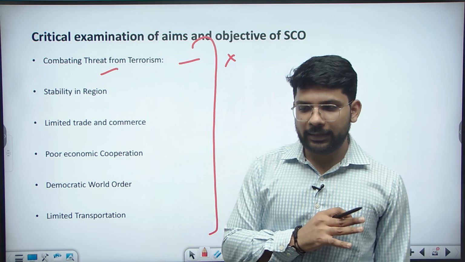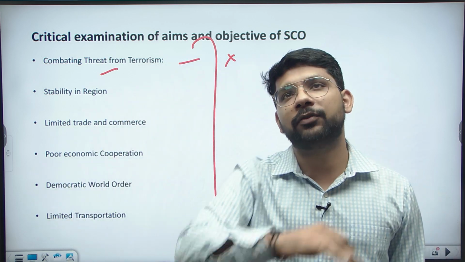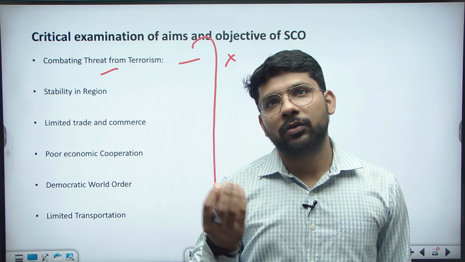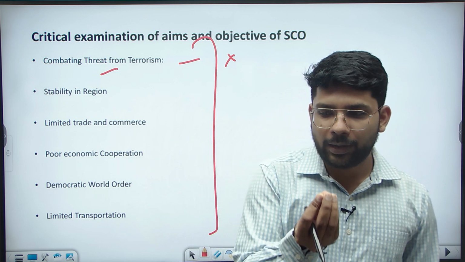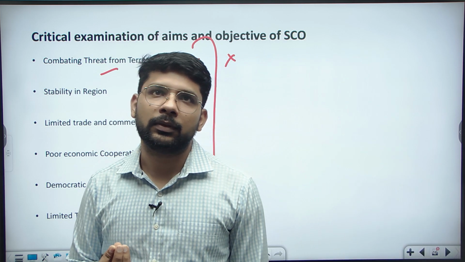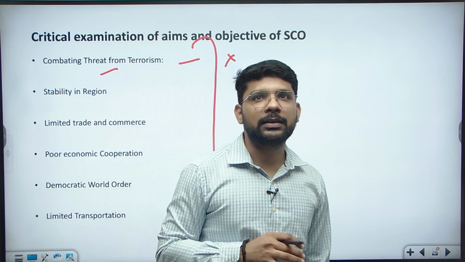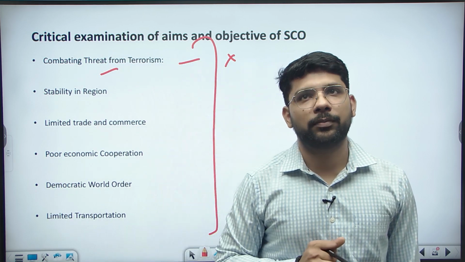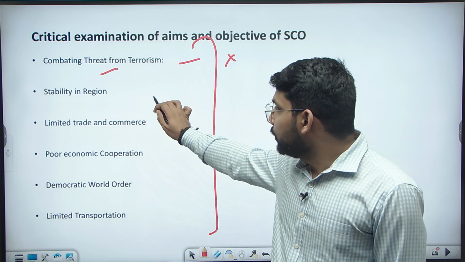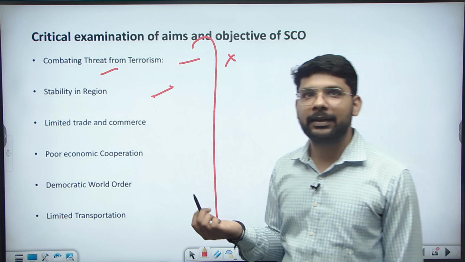Then the stability in the region. Stability in the region: Russian military influence and interference in the region. On the one side, the organization is talking about stability in this specific region, the Central Asian region. And then the Russian military interference in that region is also a question mark. So this is the second point, how they are focusing on stability.